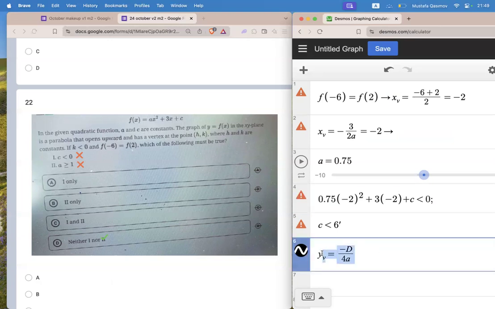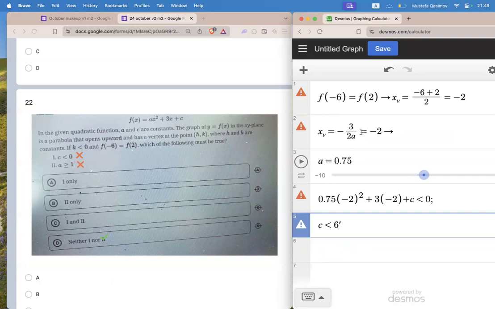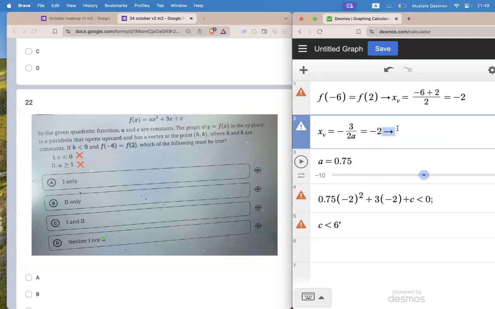Yeah, we have to use both of them. But if you don't want to use these two formulas, instead of these two formulas, you can write -6 and 2 in place of x, then you can try to do something. It's also okay.